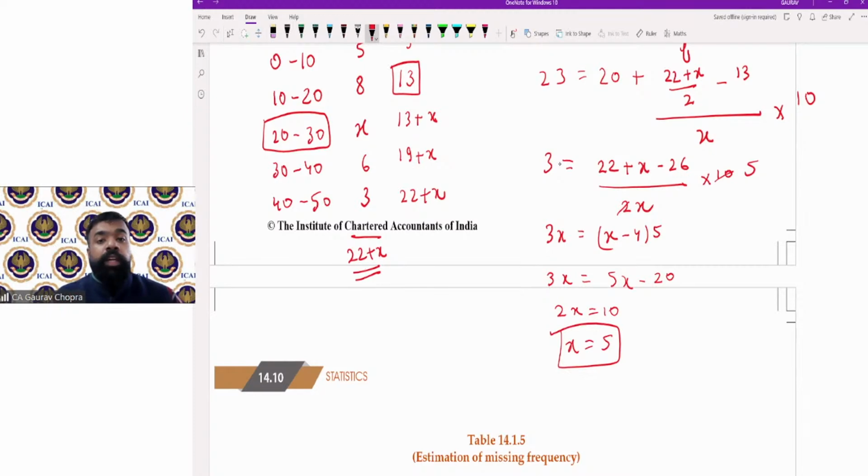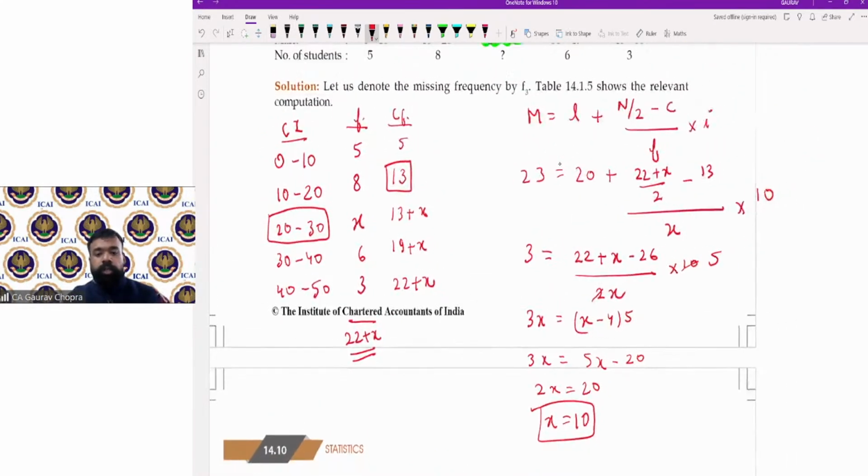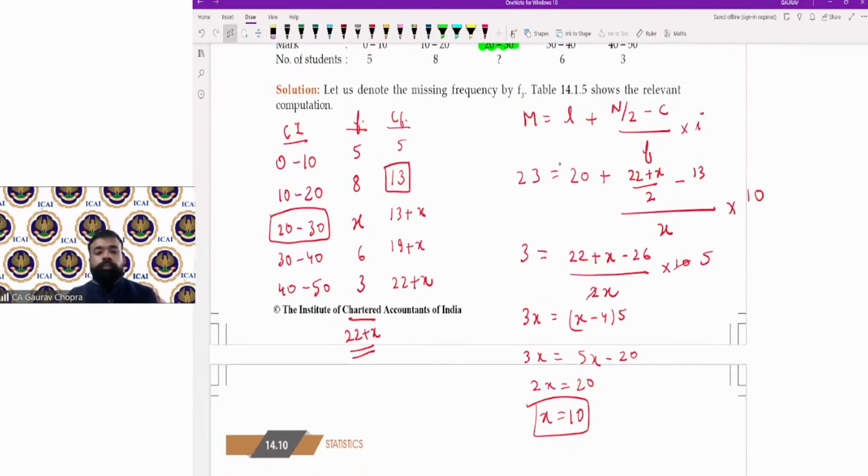So therefore, value of x is equal to, so it is 20. 2x is equal to 20, value of x will be 10. So in this way, you can calculate the missing figure. All right. I think it's easy.